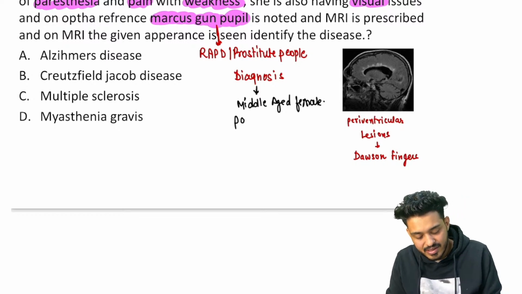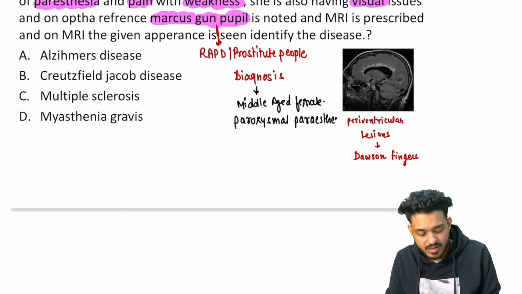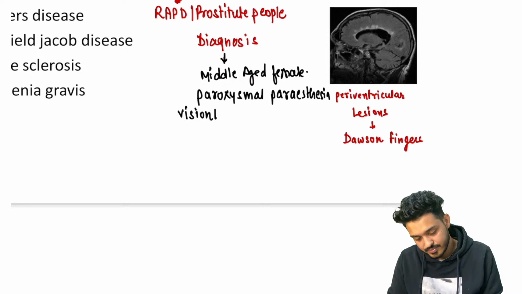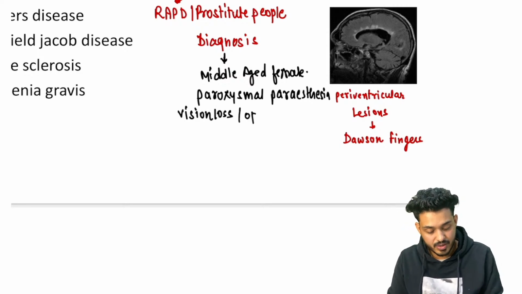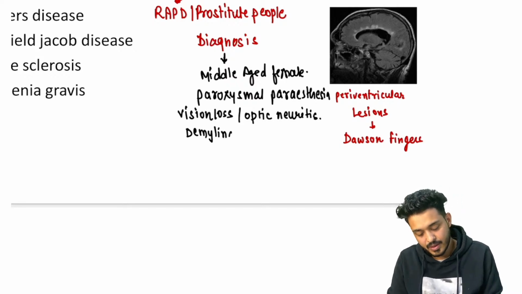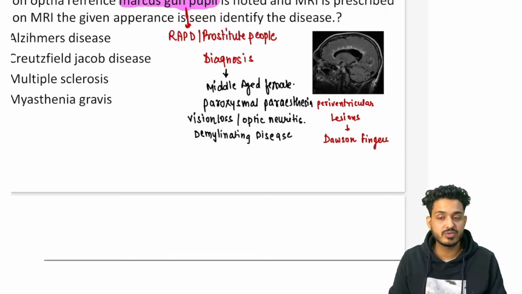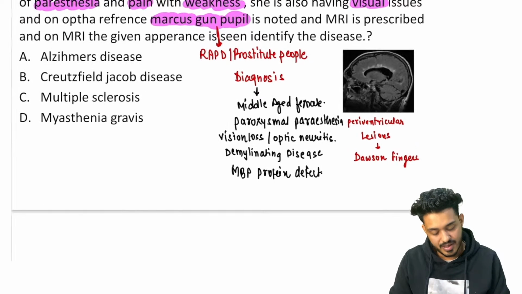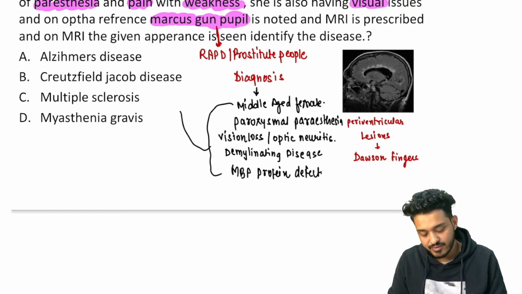This particular female will be having paroxysmal paresthesias, right? Sometimes they can write about vision loss, or they can also give you an optic neuritis component. We already know this is going to be a demyelinating disease. And if they want to ask a question from physiology, they will write myelin basic protein defect, right? We have already discussed this. This is going to be your multiple sclerosis. All these things are going in favor of multiple sclerosis.